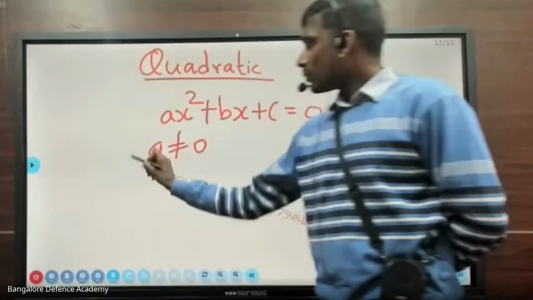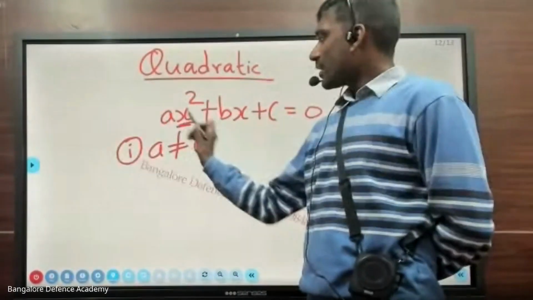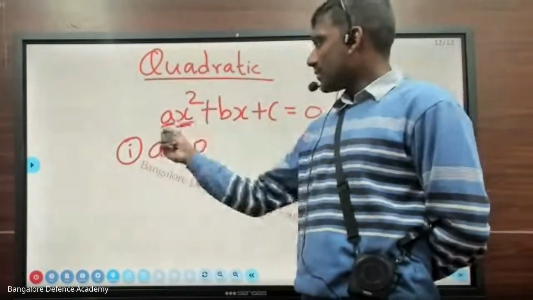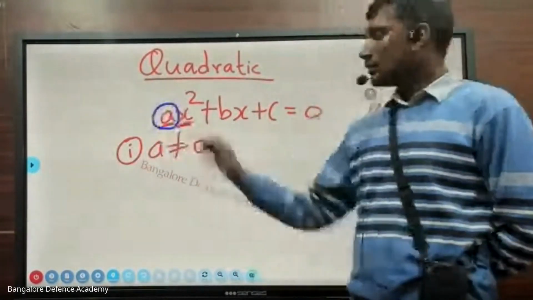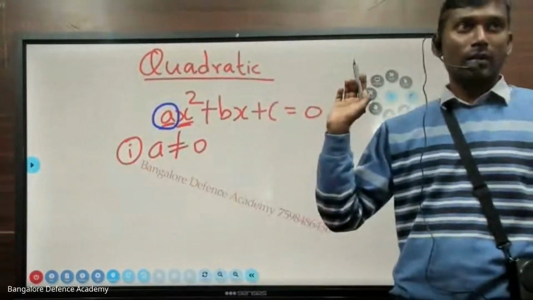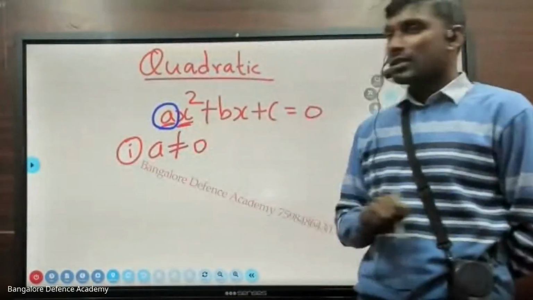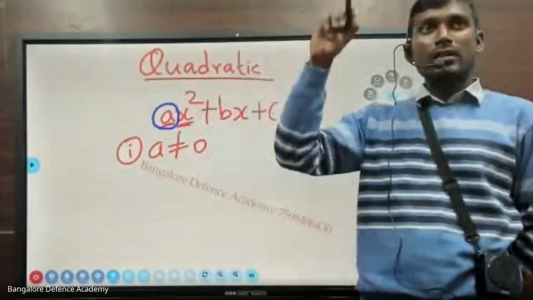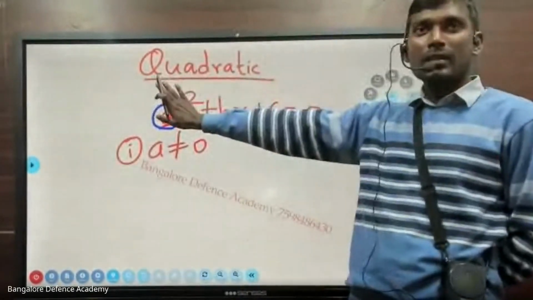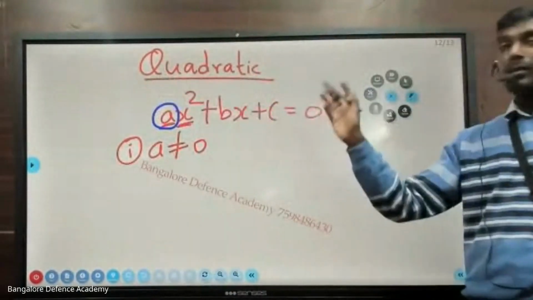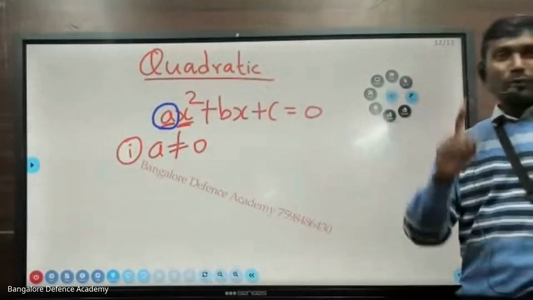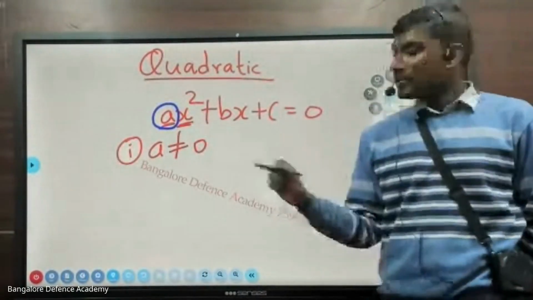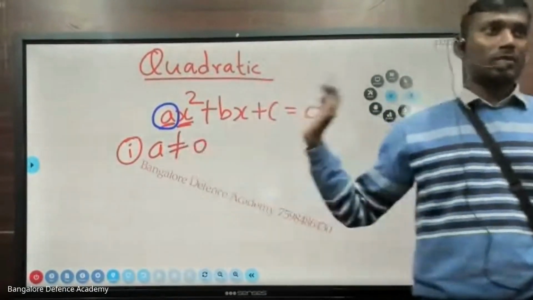Condition number 1: look at what is in front of x square. That is a. This a value should not be equal to 0. What will happen if a is equal to 0? 0 into anything is 0, so x square will disappear. So only bx plus c remains, and it becomes a linear equation. You have to remember that a should not be equal to 0.